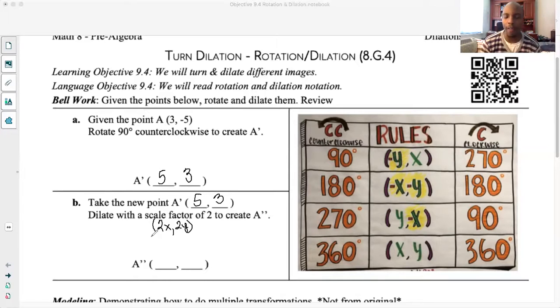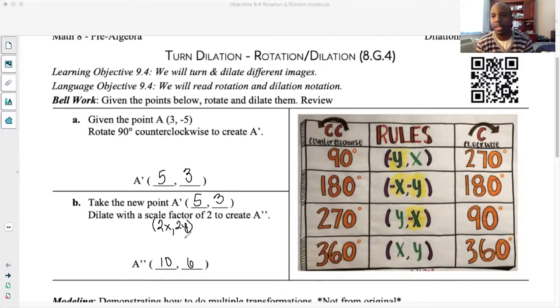Okay? So if I were to multiply x, which now is 5, by 2, we would end up getting 10. If I were to take our new y, which is 3, and multiply it by our scale factor of 2, or 2 times y, 2 times 3, we would end up getting 6. So our new point for A prime is (5, 3), and our new point for A double prime is (10, 6). Okay, so this is how it would look if we did both of these.